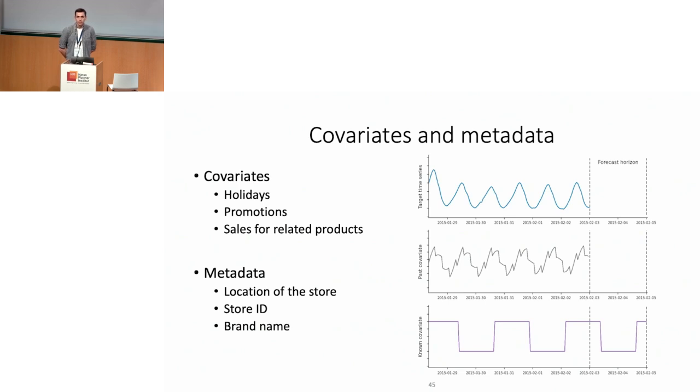So we often don't just have to forecast sales for a single product. We want to forecast sales for multiple products, maybe tens or hundreds of thousands of products in our catalog. So we have to do prediction for multiple time series at the same time.